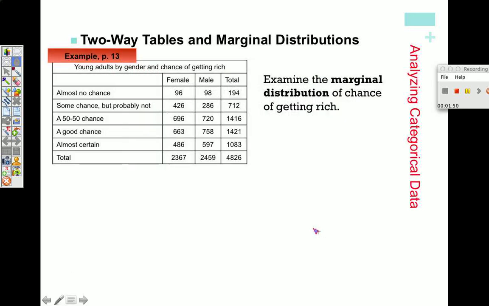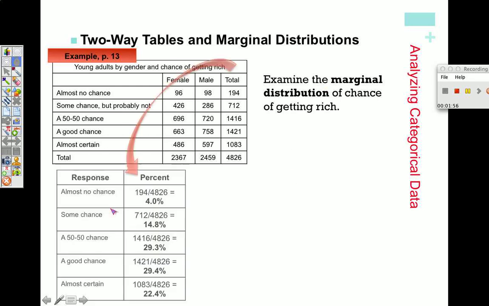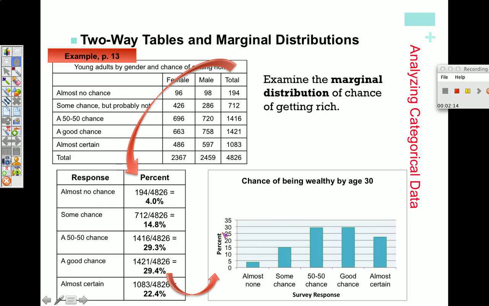So here's our table again. Let's look at the marginal distribution of chance of getting rich. So we're going to find what percent of the whole each of these values takes on. So almost no chance is 4%. We take the 194 total and divide by the 4,826, and so on down the line. And we can then create a bar graph that shows what percent of the whole fell into each one of these categories. And notice this is not taking into account male and female. It's simply looking at the chance of getting rich.